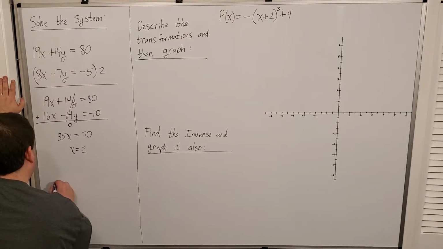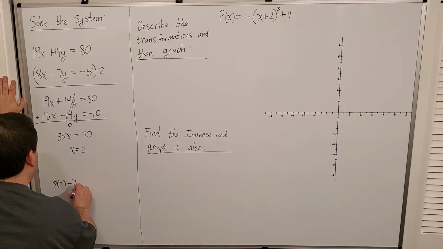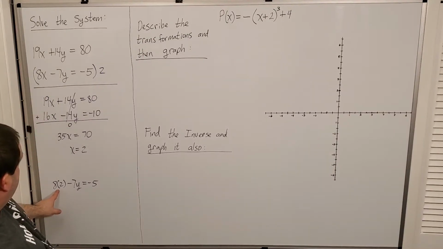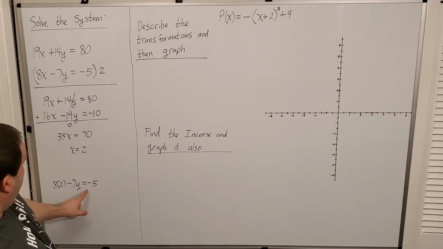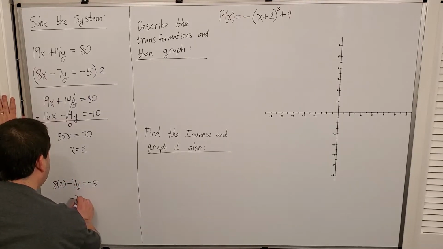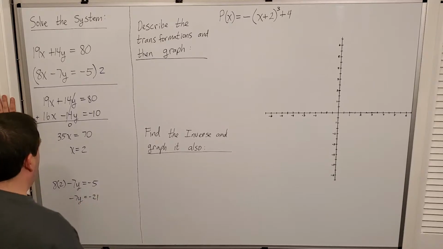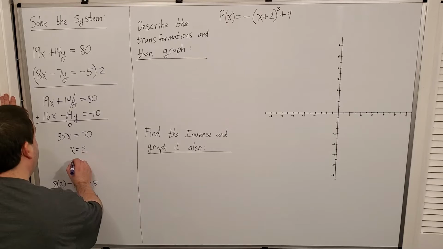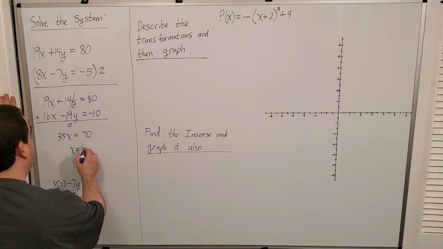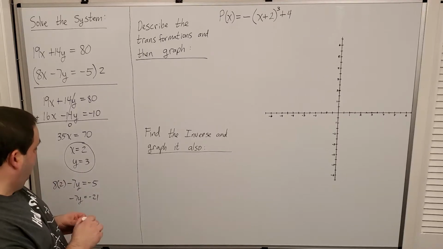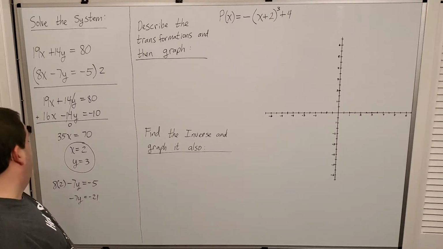Okay, so then 8 times 2 minus 7y is then equal to negative 5. This is 16. So if I subtract 16 from both sides, I get that negative 7y is equal to negative 21. Dividing both sides by negative 7 gives me that y is equal to 3. So then I have the complete system solution there at 2, 3.